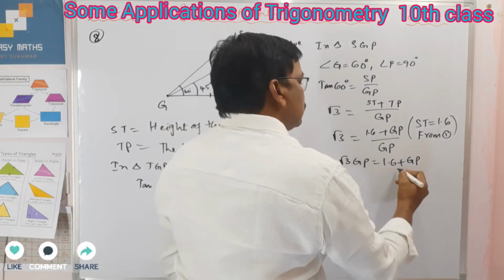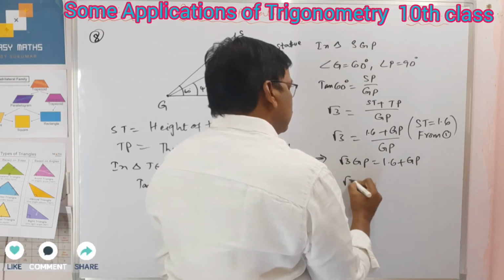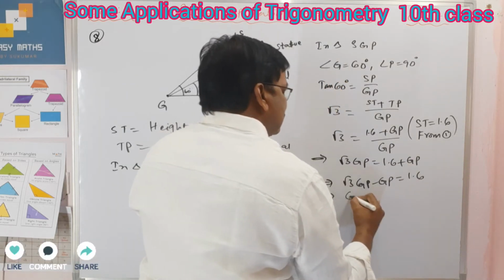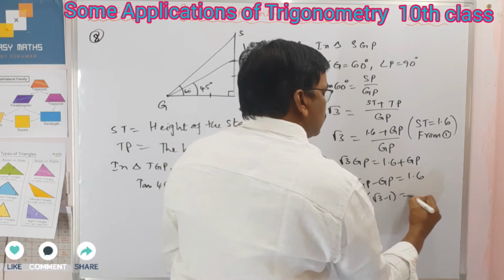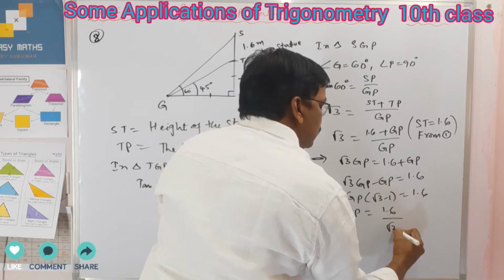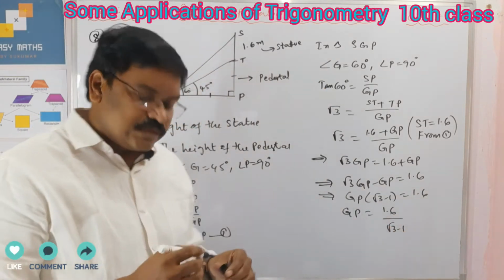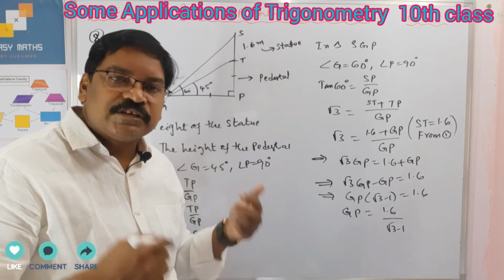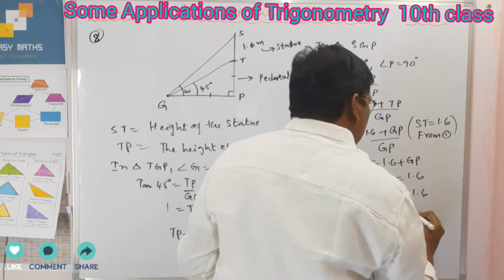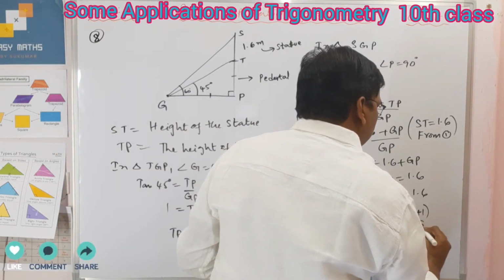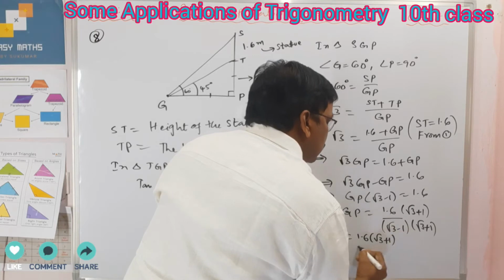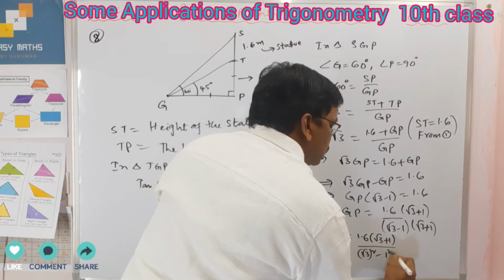Just transpose this GP to here. Root 3 GP minus GP is equal to 1.6. Take GP as common: GP times root 3 minus 1 is equal to 1.6. So GP is equal to 1.6 by root 3 minus 1. Let us rationalize the denominator. Multiply numerator and denominator with root 3 plus 1. Then this is equal to 1.6 times root 3 plus 1 by root 3 whole square minus 1 square.